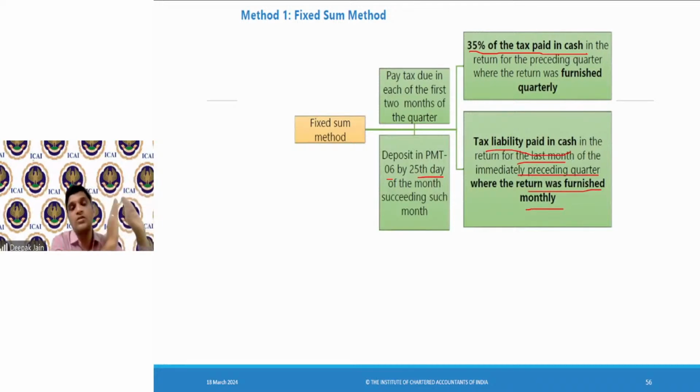So it depends on what you have done in your previous quarter. If you have moved now to QRMP, you were a monthly payer, now you came to QRMP, then the 35% will not come. This will come because your previous was a monthly return. So in the last month, what payment you have made, 100% of that amount will come here, because it was a monthly return. If it is a quarterly return, then the quarterly tax you have paid, 35% of that. This is a fixed sum method.